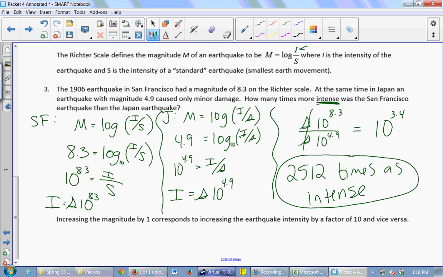So there are lots of things that we measure this way, because if we had to give intensities, right, instead of magnitudes, they would be really big. They'd be really, really big numbers. So instead we take the log and it makes them smaller numbers, but it has this effect of making the difference between a 4.9 and an 8.3 appear smaller than it is, right?